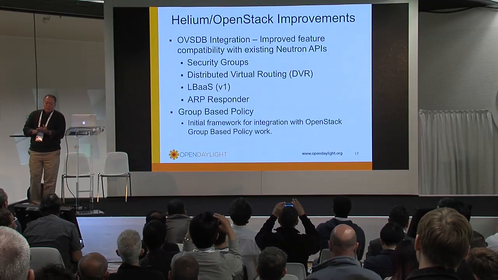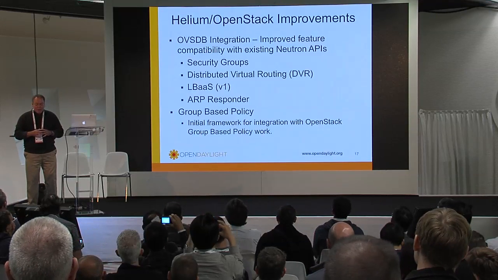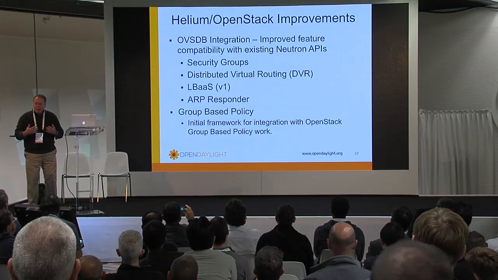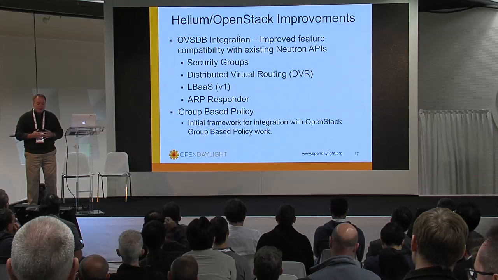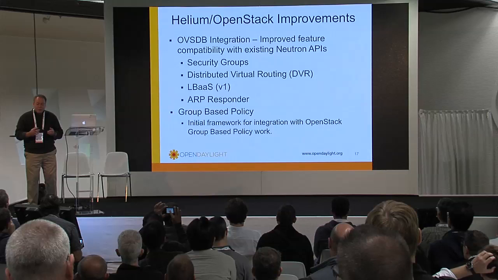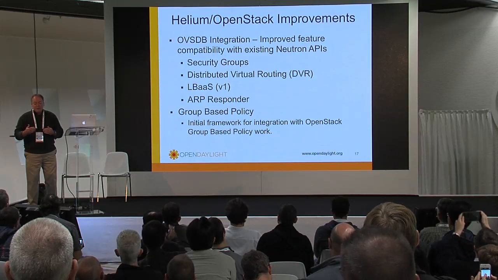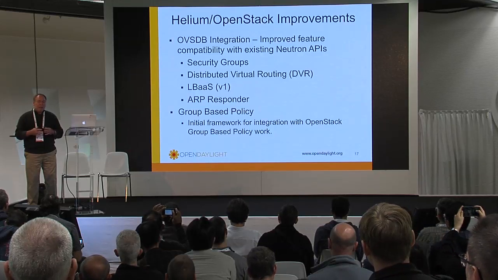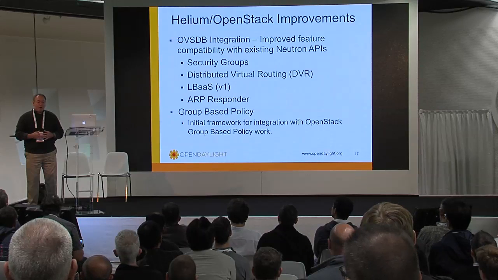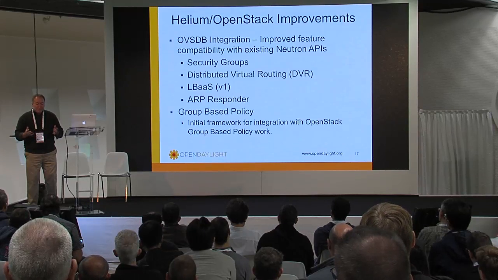Helium-specific improvements: the OpenStack-specific improvements that we did in Helium, we really wanted to have better feature compatibility and parity with what's available inside of Neutron. So the addition of security groups, DVR (distributed virtual routing), load balancer as a service, as well as ARP responder, were things that were added to the OVSDB integration. Again, managing Open vSwitch through both OpenFlow and the OVSDB protocol is one of the characteristics of OpenDaylight and what it can manage.